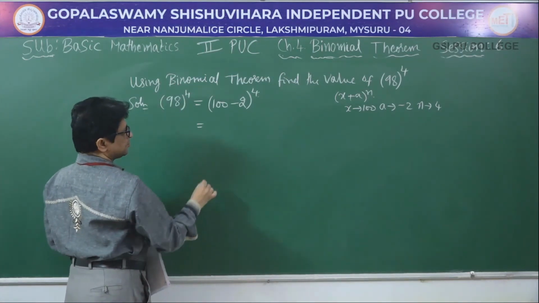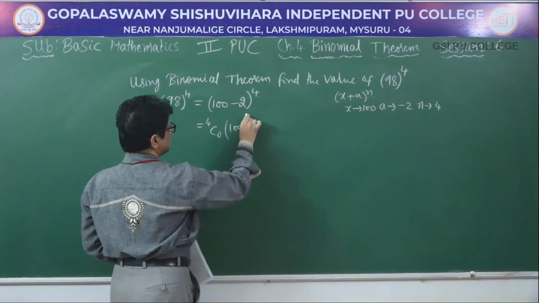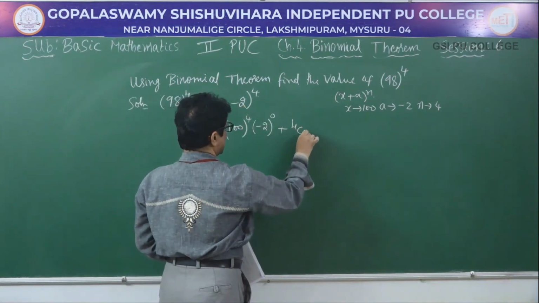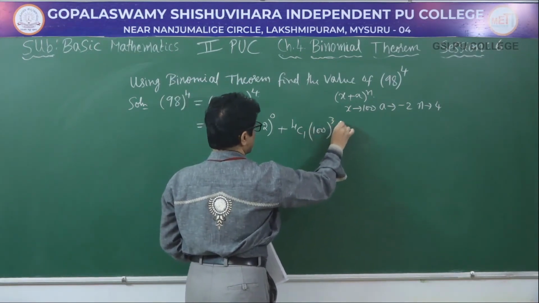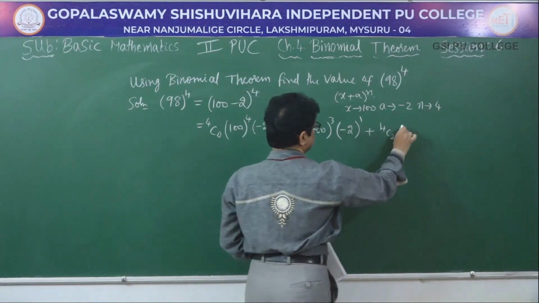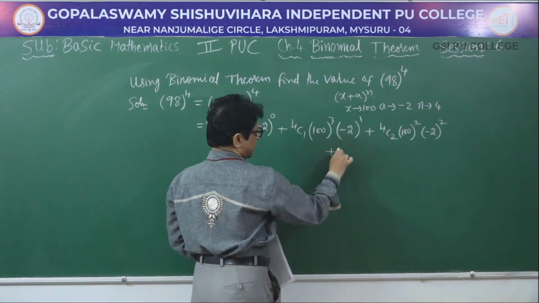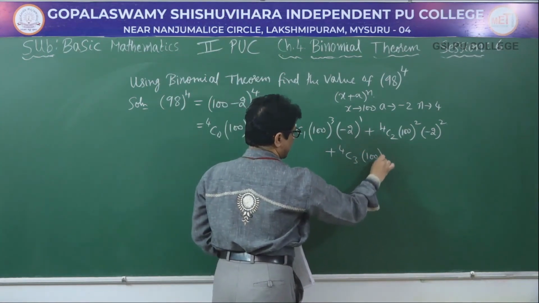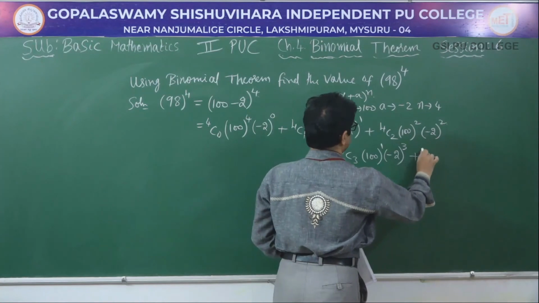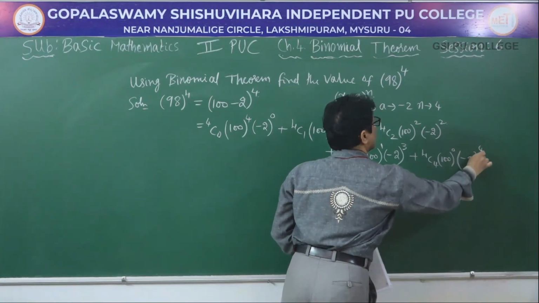So this will be equal to 4c naught into 100 whole power 4 into minus 2 whole power 0 plus 4c1 into 100 whole cube into minus 2 whole power 1 plus 4c2 into 100 square into minus 2 whole square plus 4c3 into 100 whole power 1 into minus 2 whole cube plus 4c4 into 100 whole power 0 into minus 2 whole power 4.